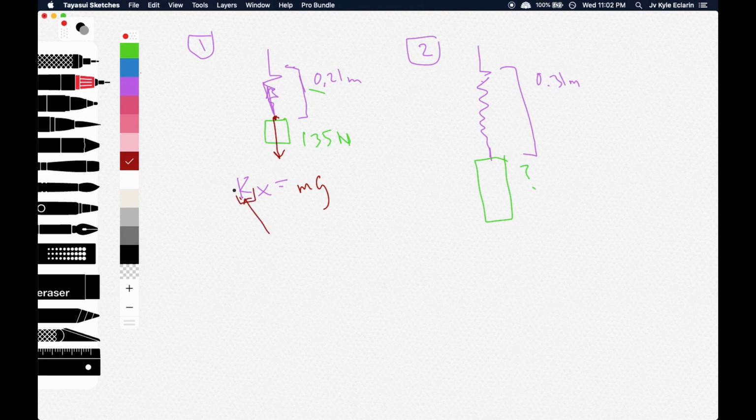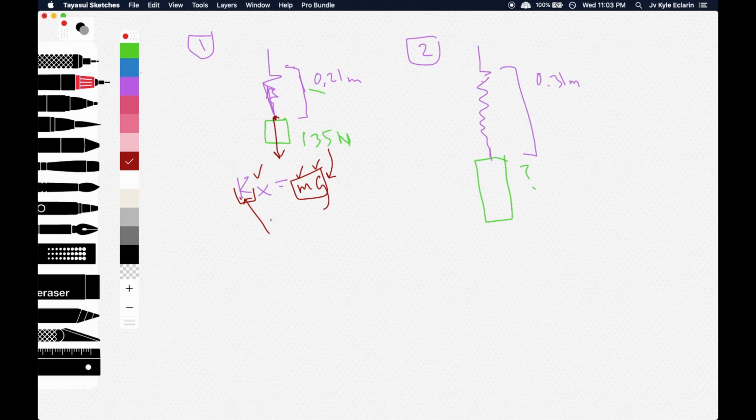We know x, we know m, and g. This is 135 newtons. But we don't know k. And that's the one thing that we know stays the same between case 1 and case 2. In case 1, the spring constant for the spring is K, and in case 2, the spring constant of the spring is still K. So if we don't do anything to the spring, like we don't cut the spring, if we just hang another weight, the spring constant stays the same.